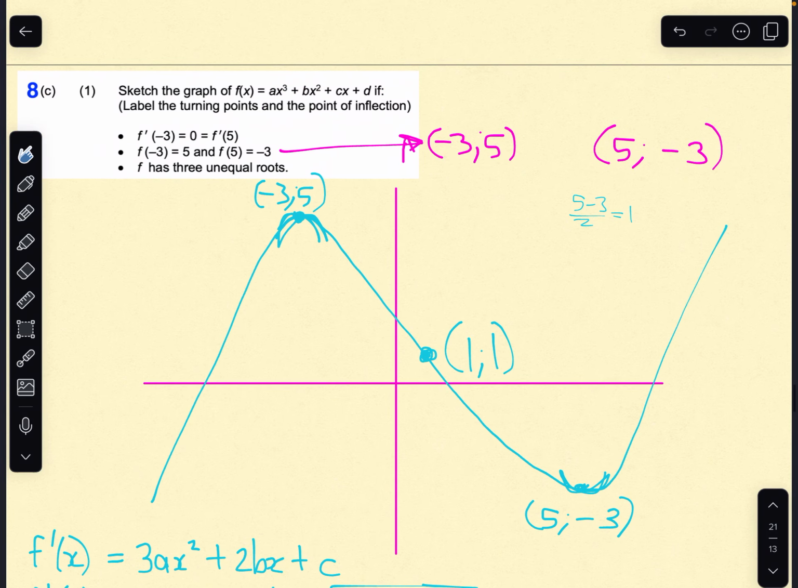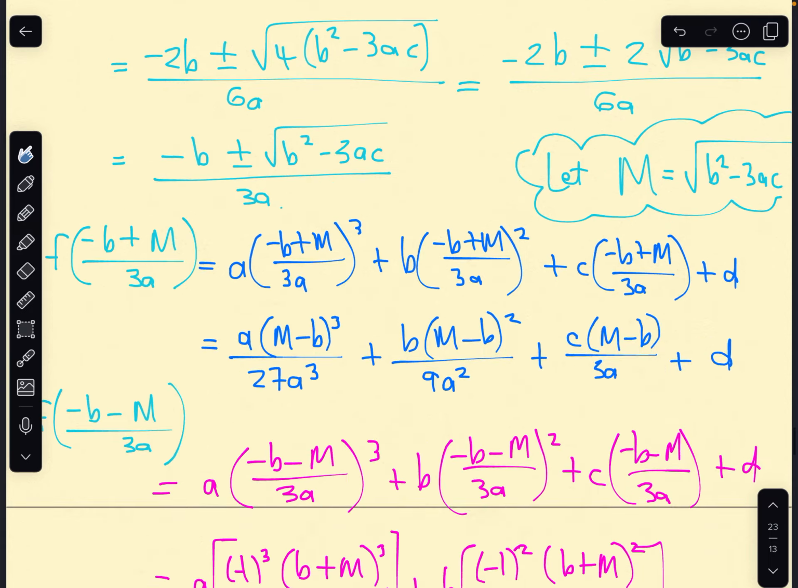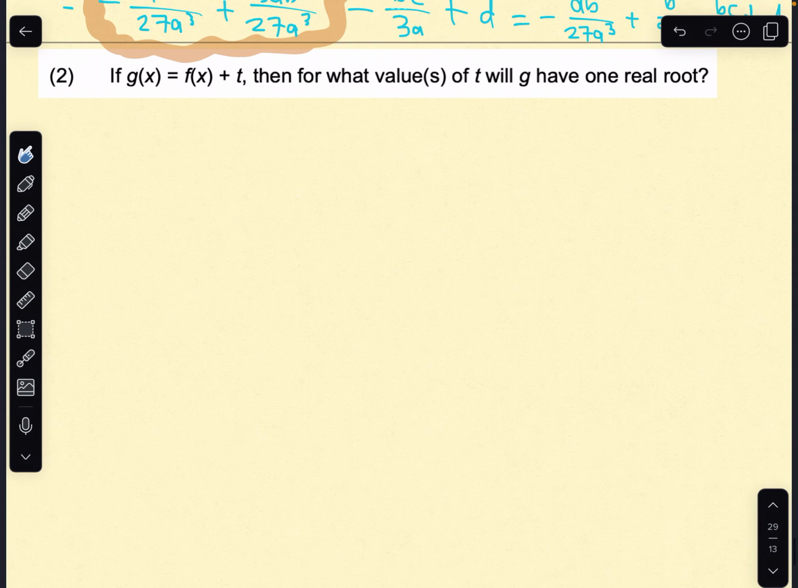So anyway, now I can confidently say that this is indeed the correct label for the point of inflection. I just took the average of -3 and 5 for the x coordinate, and the average of 5 and -3, which I already knew, of the y coordinates to give me the y coordinate of the point of inflection. Wow, that was so much fun.